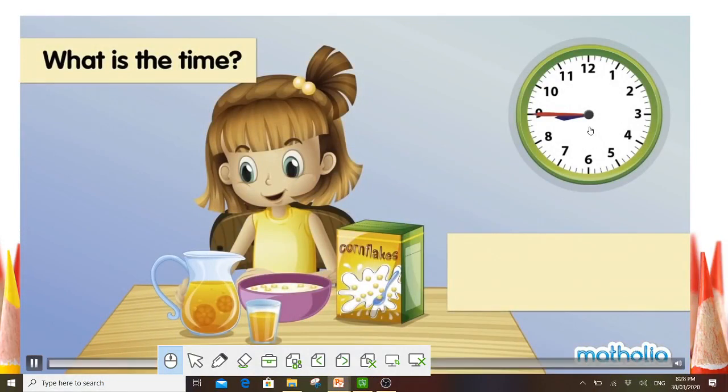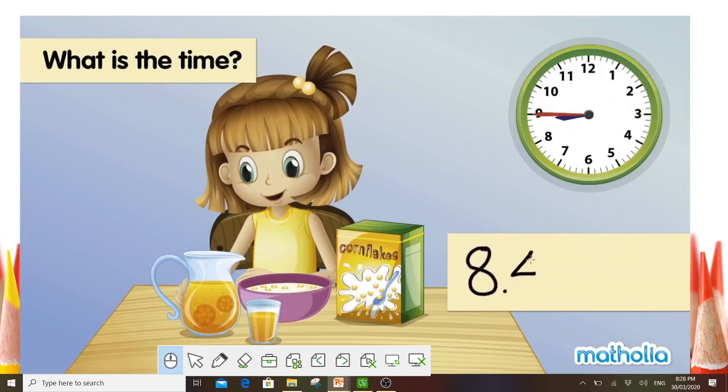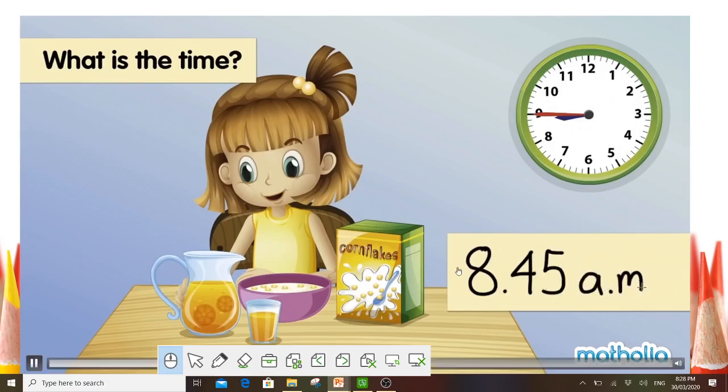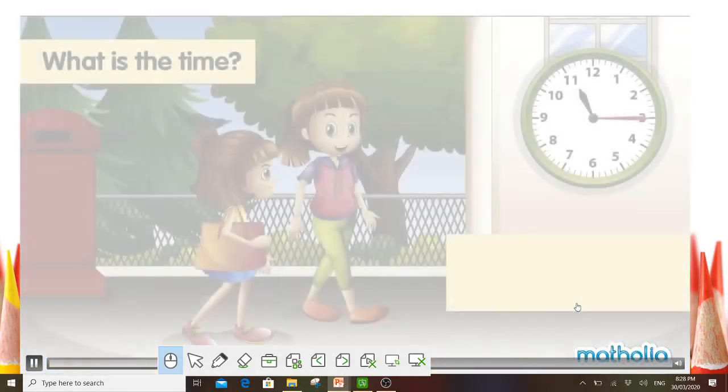What is the time? Kate is having breakfast. It's 8:45, 9 in the morning. She eats her breakfast. It's 8:45 a.m. because we are in the morning too, or daytime.